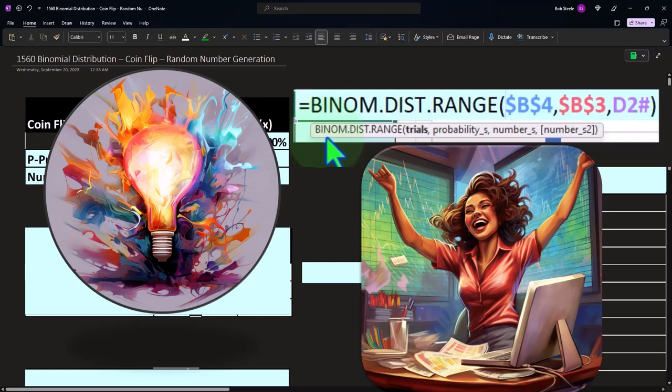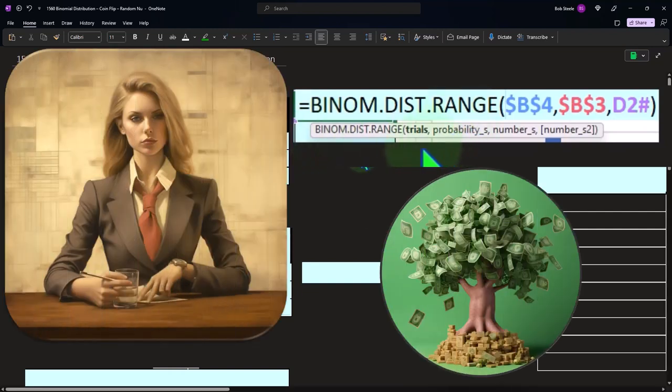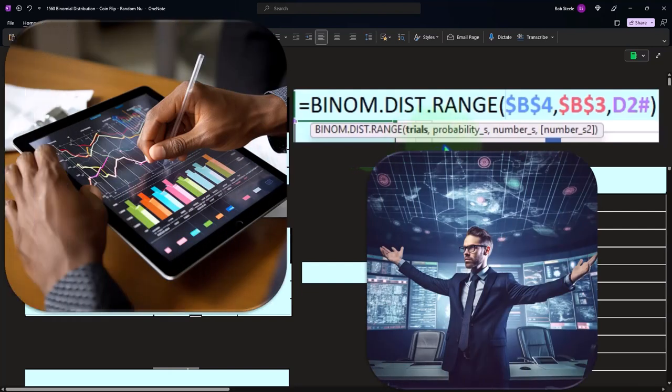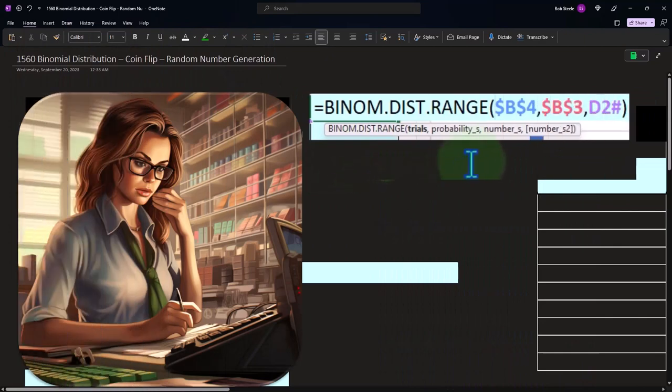We're using the binomial.dist.range. We'll talk more about the binomial.dist.range versus the binomial.dist in future presentations, but the range is the latest and most flexible one of the two binomial functions. So we have the trials, and the trials are going to be zero. In this case, the probability per trial is 50%, and then the numbers we're looking at are going to be the zero.